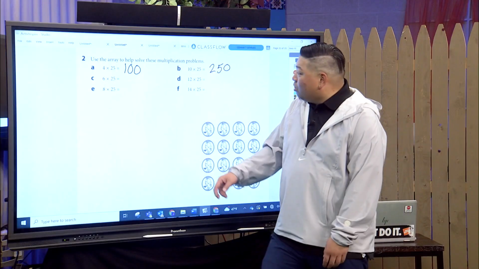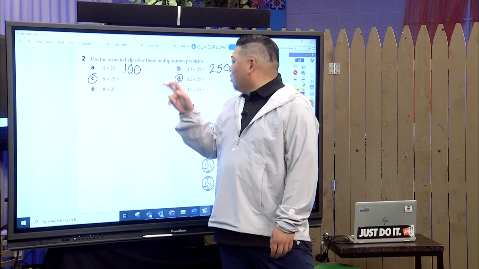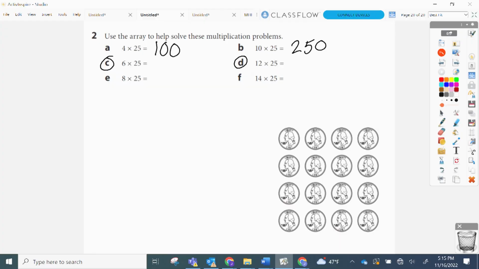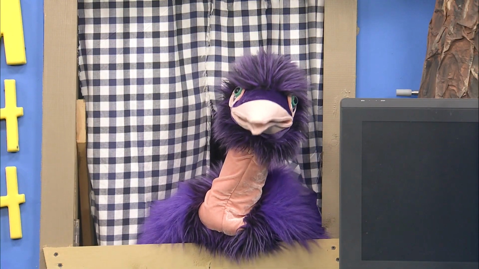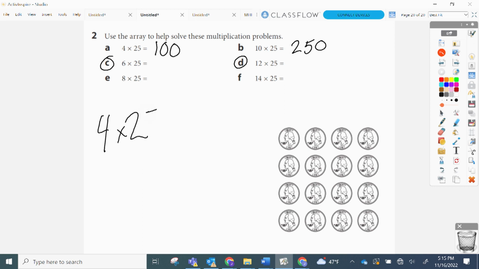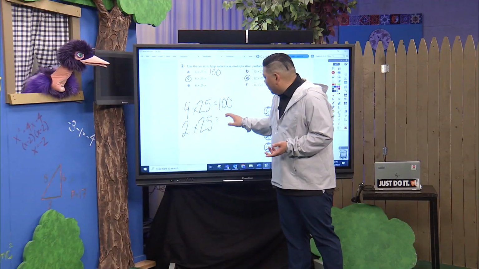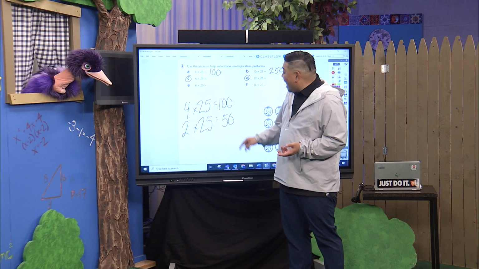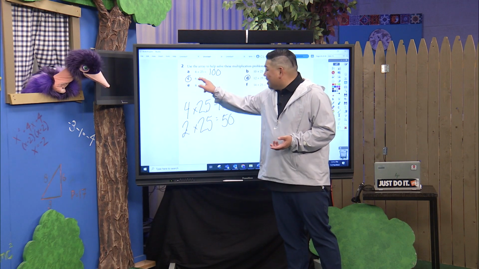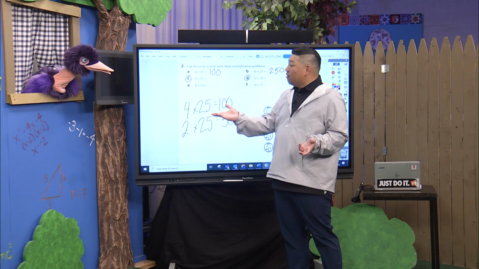Let's just do C and D, and we'll call it a day. So C says 6 times 25. What do you know about 6 compared to 4? Well, 6 is 2 more than 4, and 4 times 25 was 100. So if we know that 4 times 25 equals 100, and we know what 2 times 25 is, because that would be half of 100, or double 25, that would be 50. So we can add both of these up, because 4 plus 2 equals 6, and 100 plus 50 equals 150.